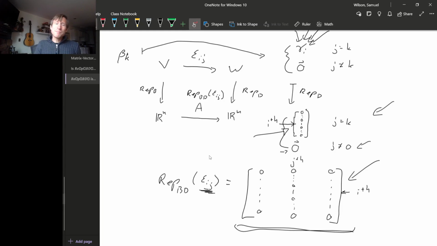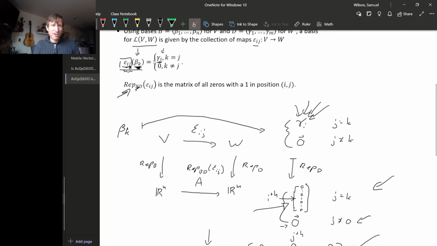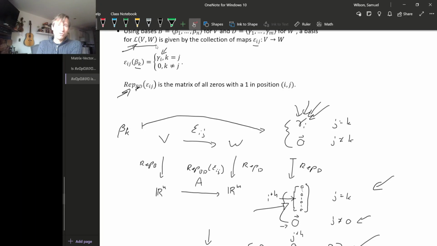Of course, what these maps actually are depends on the basis. The definition of these epsilon maps up here depends on the basis, because the basis for W shows up there. So different choices of bases for V and W will give you different bases for the space of linear maps from V to W. But that should come as no surprise, because choosing different bases was how we cooked up this representation map to begin with. So of course everything depends on the basis.